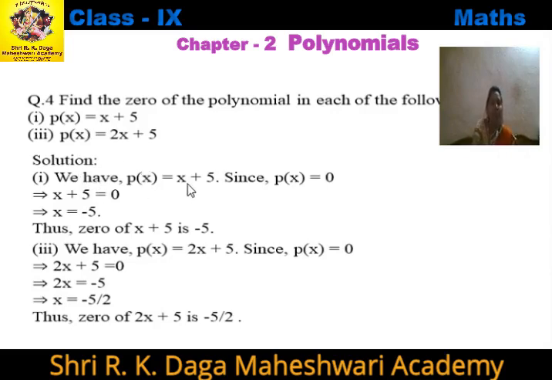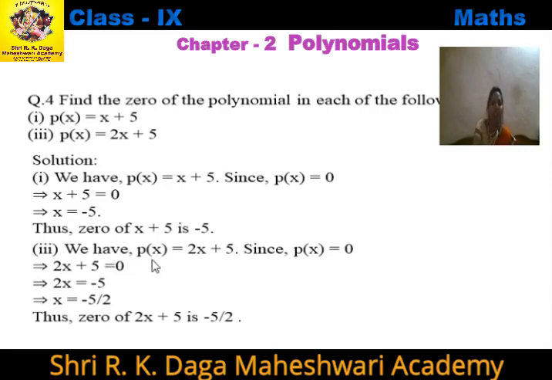In first we have p of x equal to x plus 5. Since we have to find out 0, so we will put p of x equal to 0. Now p of x is x plus 5, so x plus 5 equal to 0. Hence x equal to, this plus 5 goes to this side, minus 5. So the value of x is minus 5. The 0 of x plus 5 is minus 5.